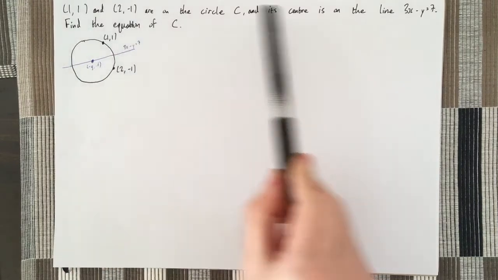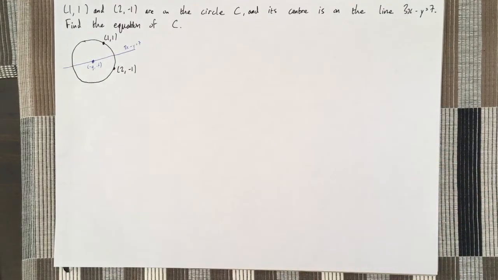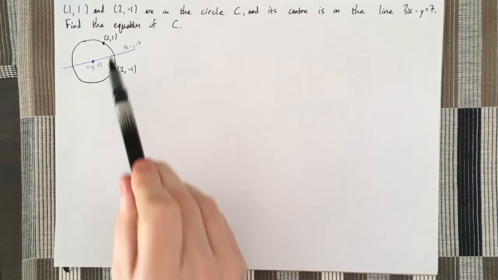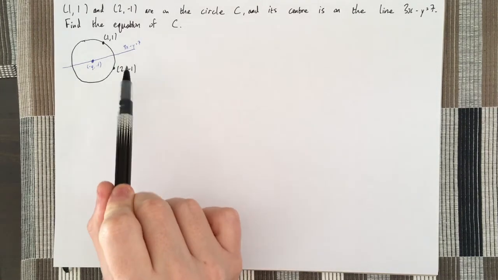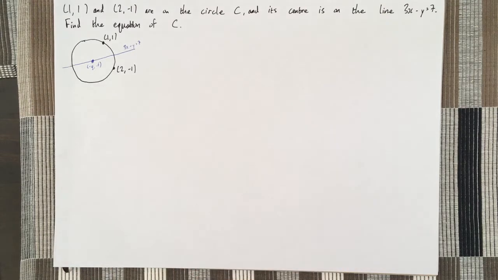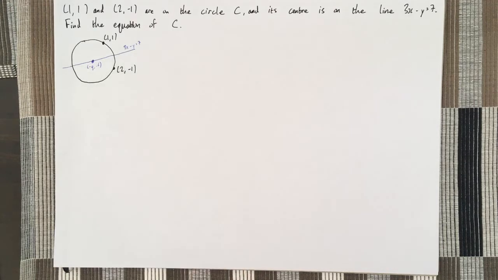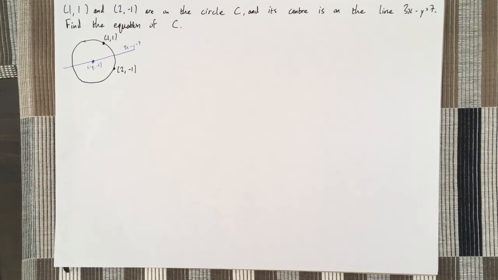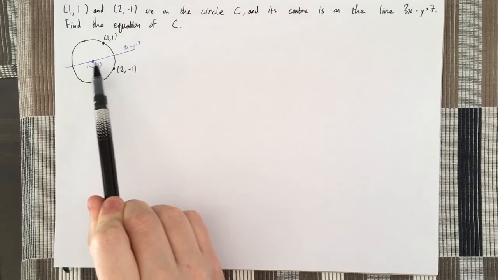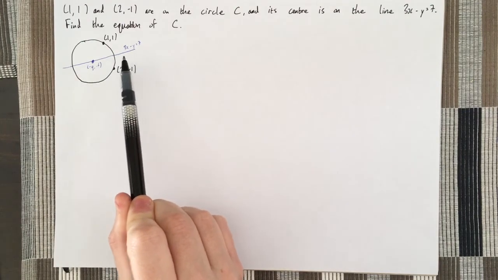I'm given three pieces of information. That's kind of prodding me towards using the G, F, and C method, because three pieces of information might give me three equations, might give me a way of solving for G, F, and C. So this is the situation they're describing. You've got (1, 1) and (2, -1) as two points on the circle, and its center is on the line 3x - y = 7. So the center of the circle is on that line.